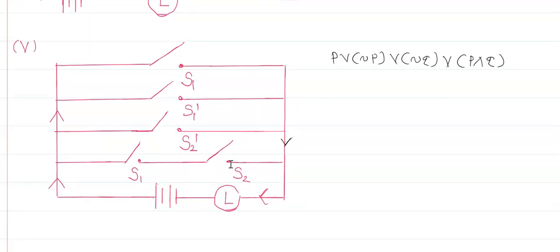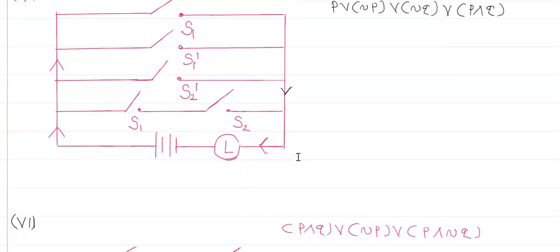Now next is P and negation of P or negation of Q or P and Q. Now the first is S1 parallel to S1 dash, parallel to S2 dash, which is again parallel to P and Q, that is S1 and S2. And this is the total circuit diagram for the given statement pattern.